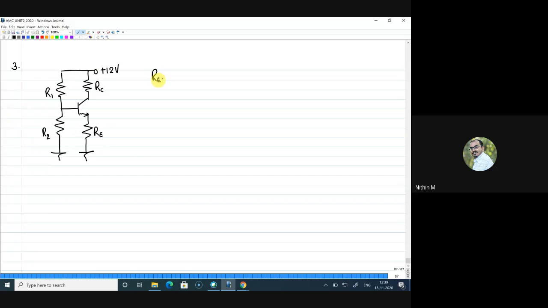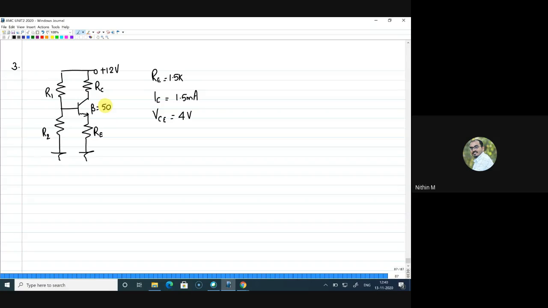RE value is given as 1.5K. IC is given as 1.5 milliamps. VCE is also given, VCE is equal to 4 volts. Now the beta for the transistor is 50.